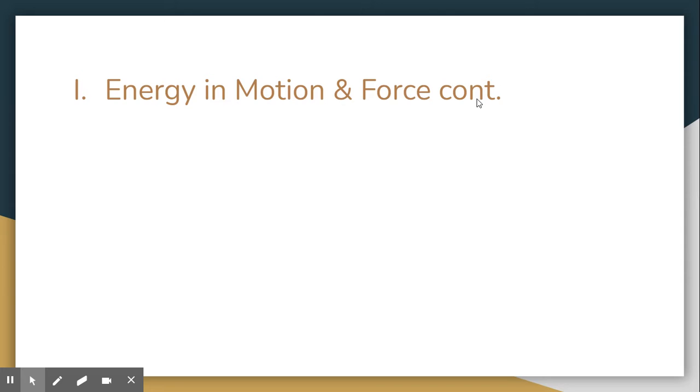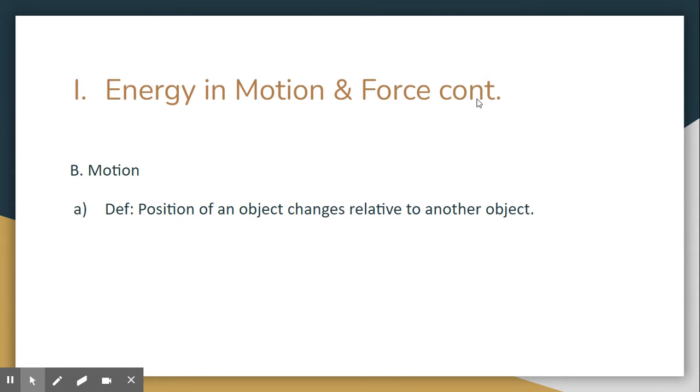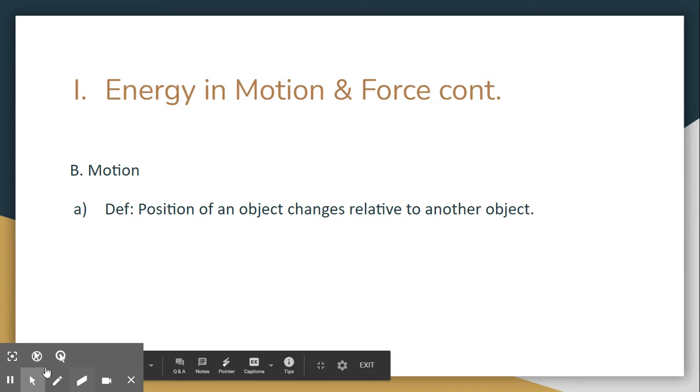So energy and force, and motion and force continued. Motion, so what is motion? The position of an object changes relative to another object. So if you're walking past a table, your position is changing in relation to that table. If you're both moving at the same speed, then there is no motion. So think of it like this.